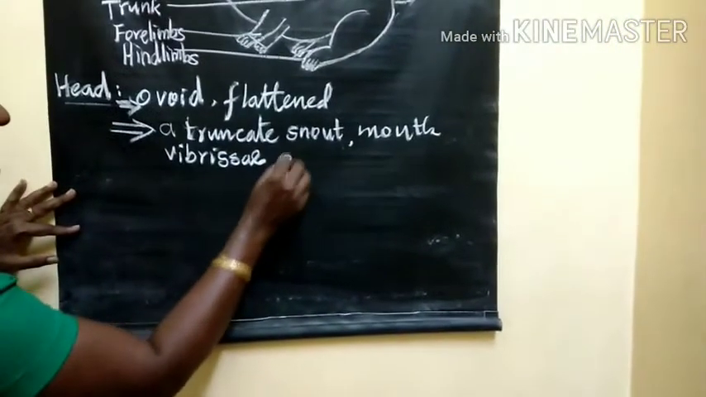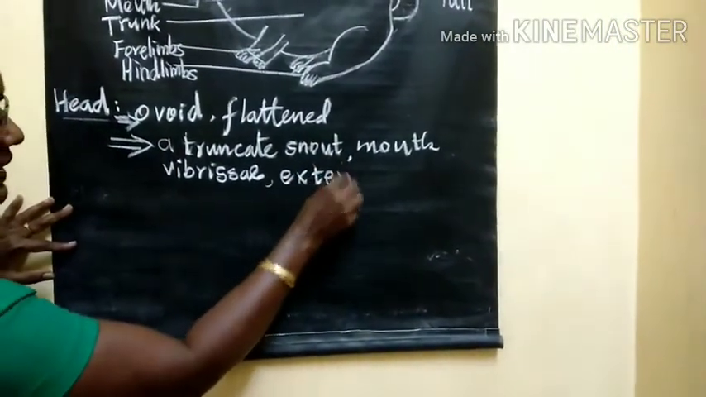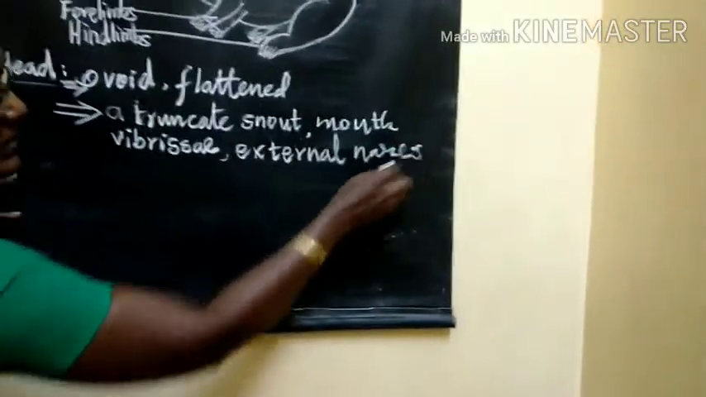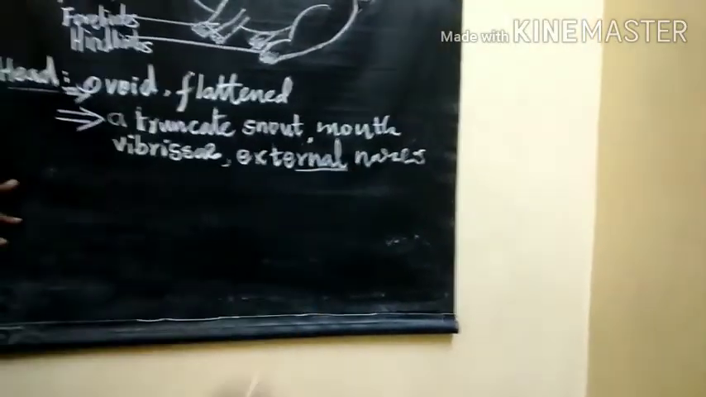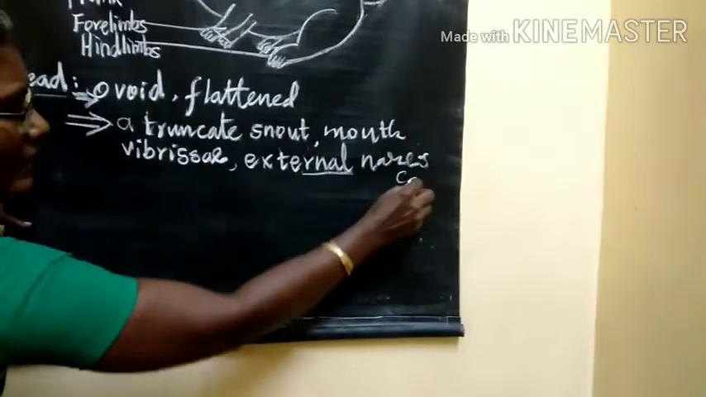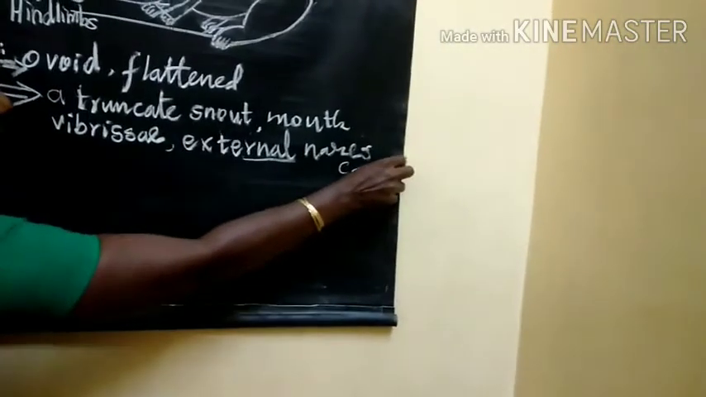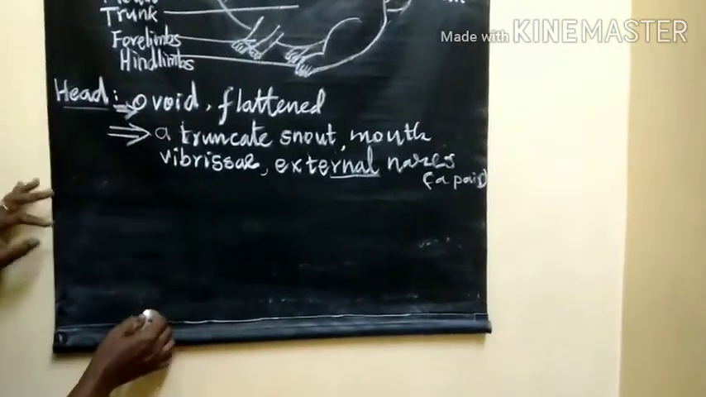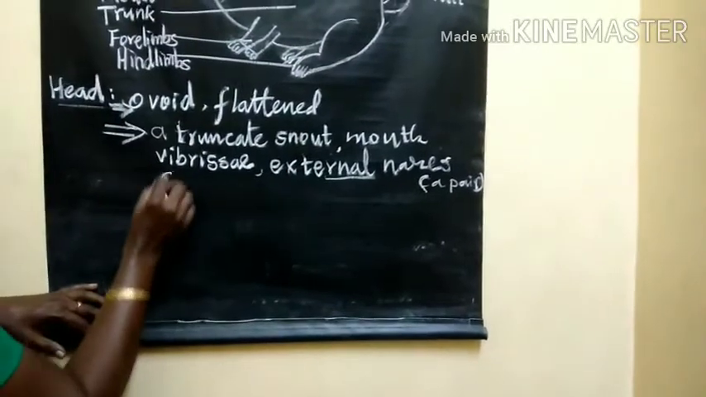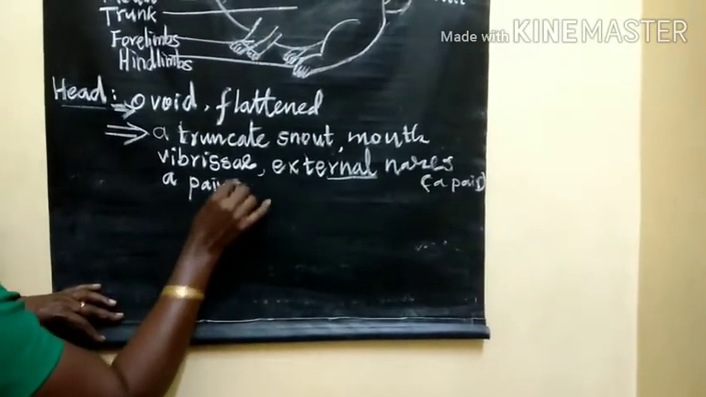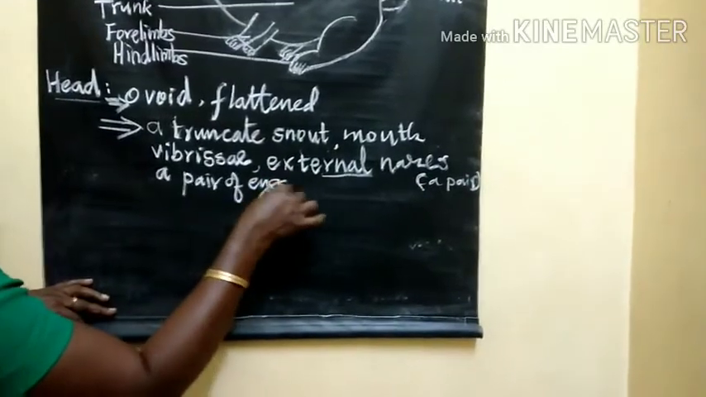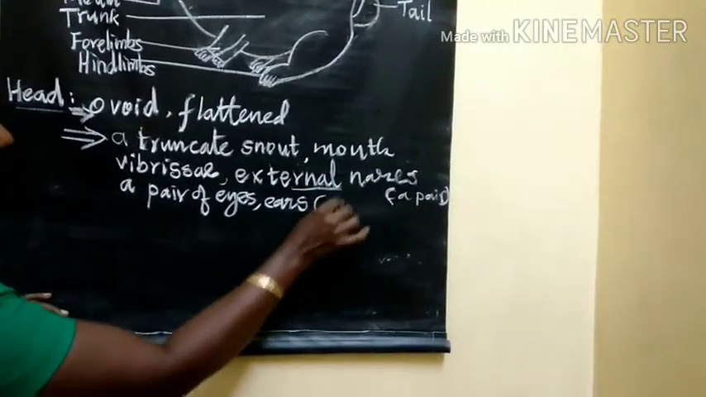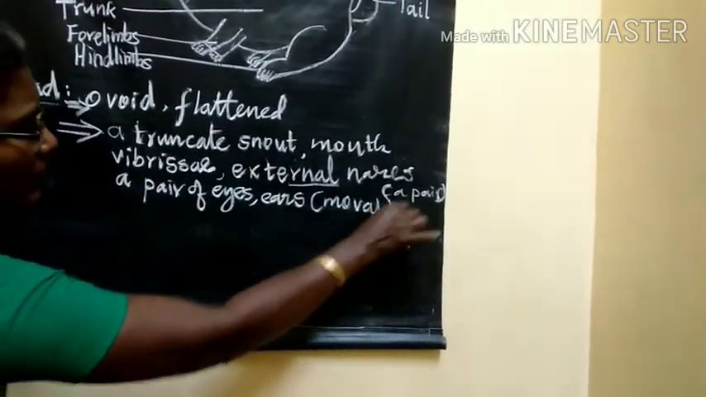A pair of external nares. External nares are openings of the nose. A pair of external nares are present. They are oblique, just above the mouth. And then in addition to that, a pair of eyes and ears at the top of the head. The ears are movable.